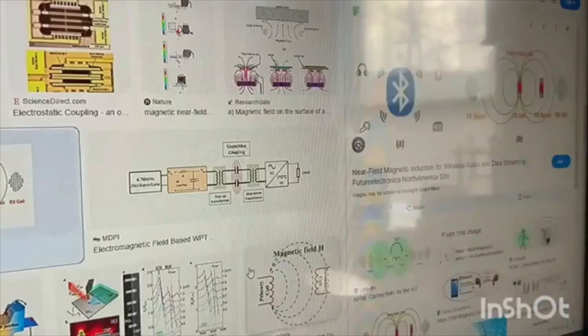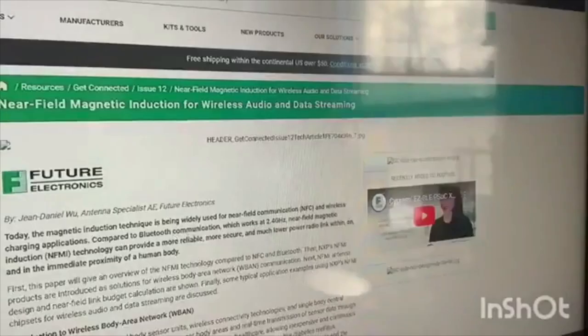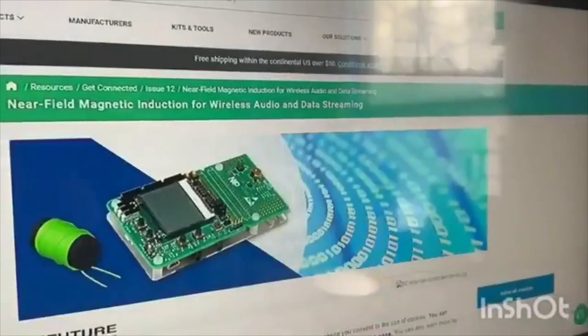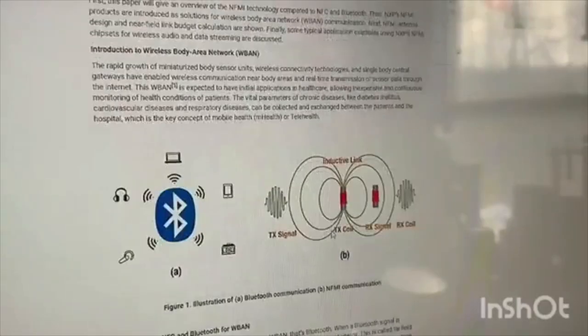Near-field magnetic induction for wireless audio and data streaming. And nobody knows why there is Bluetooth and BLE. Future electronics. Illustration of a Bluetooth communication for your near field magnetic inductive coupling for your wireless earbuds, and you call it religious. I don't. I call it miniaturized body sensor units.